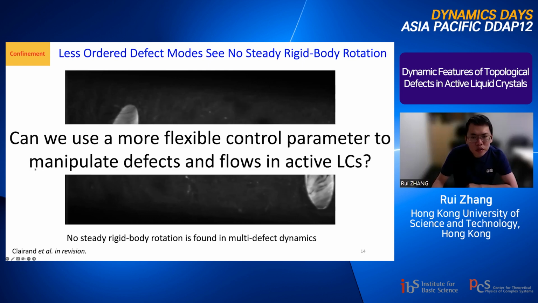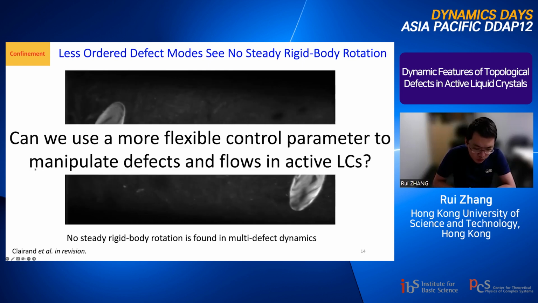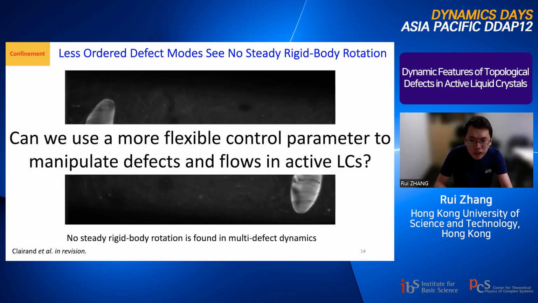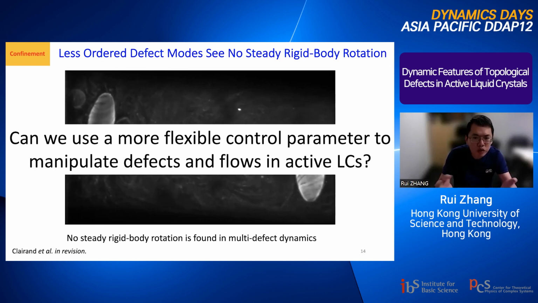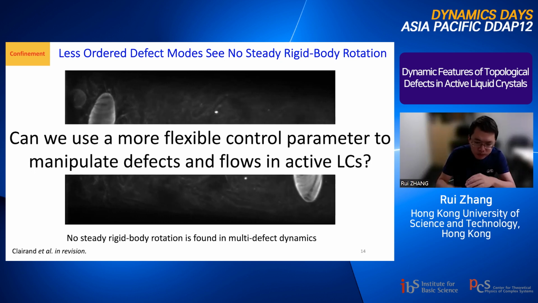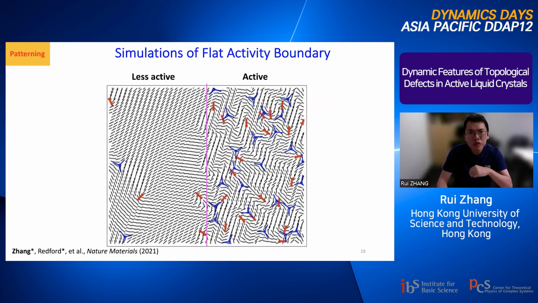So this means that we can have a very rich defect dynamics on curved surfaces. And we want to have a more flexible control parameter to manipulate the defects and flows, because for this confined system, defects have nowhere to go. So they have to be on the surface. So we want to study a flat interface. So to do that, actually our idea is to introduce activity patterning.